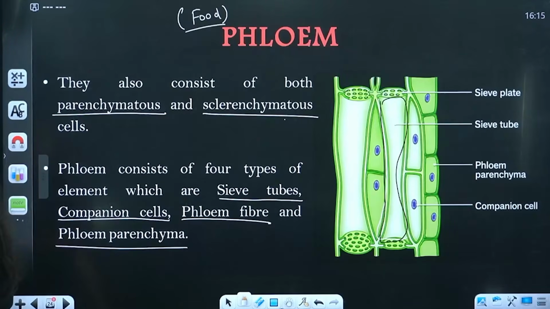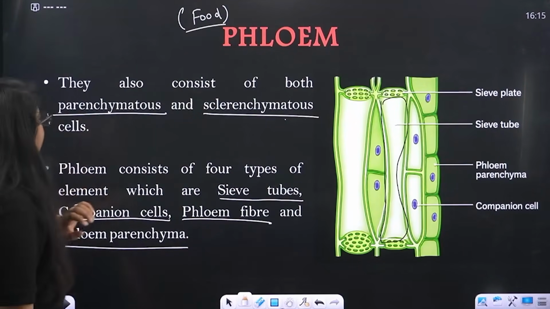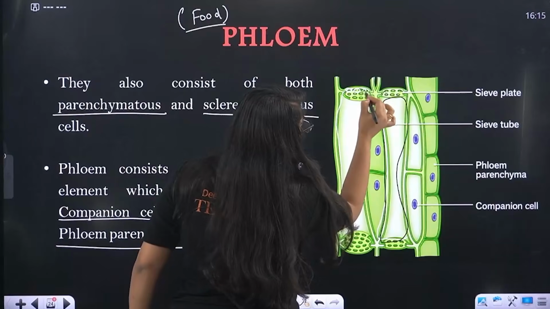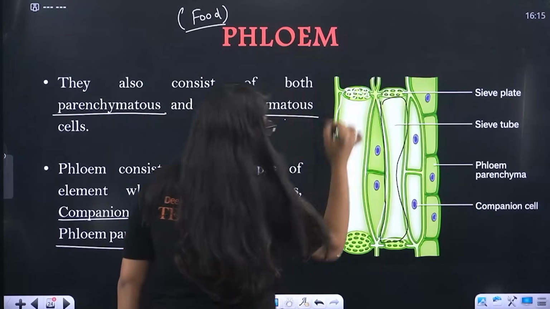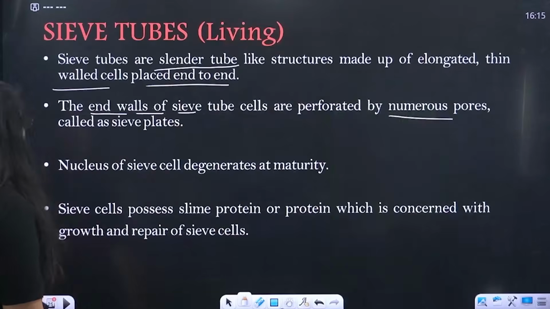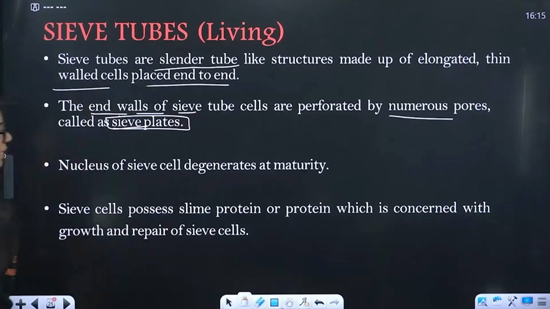Look at this carefully. Look at these sieve tubes. Now they have small pores. Okay, so they are perforated pores on the sieve tubes, called sieve plates. Done? They are called sieve plates.